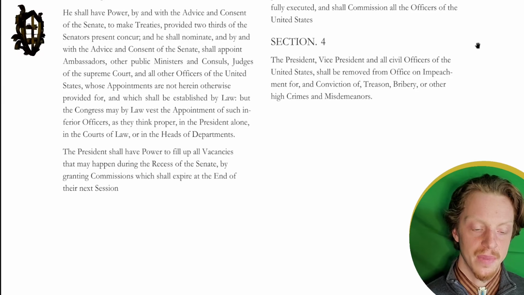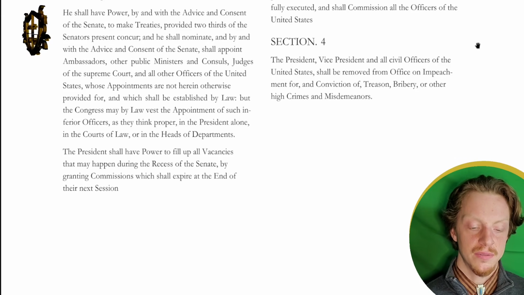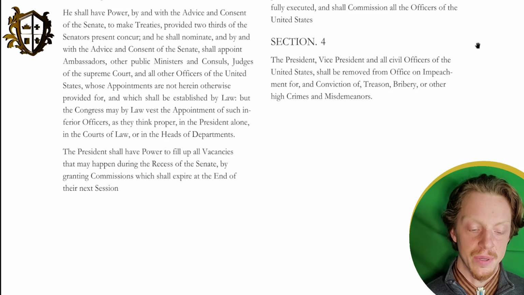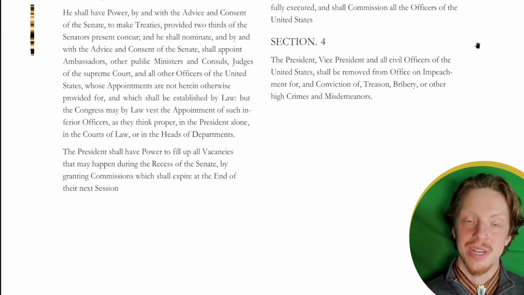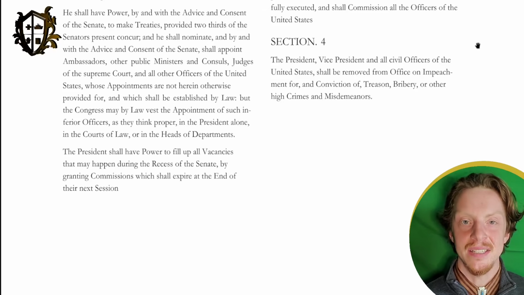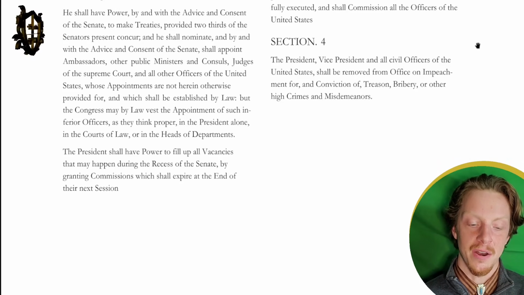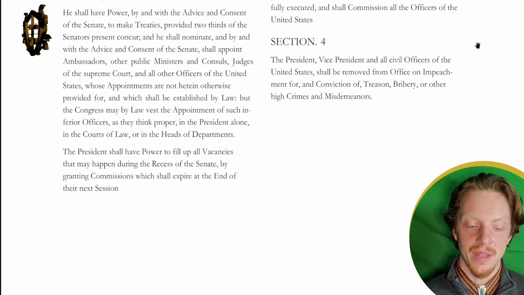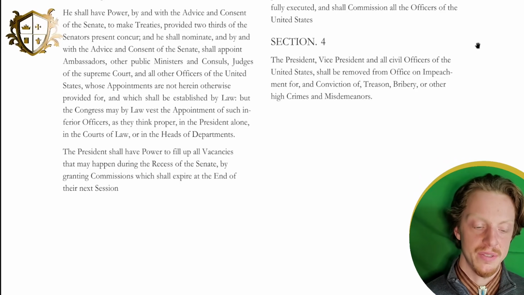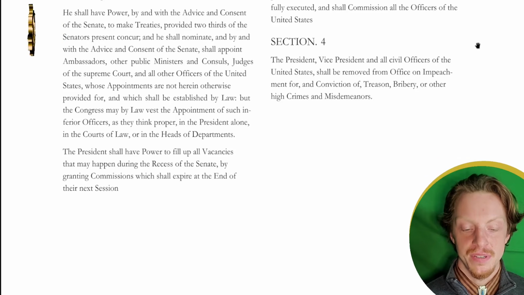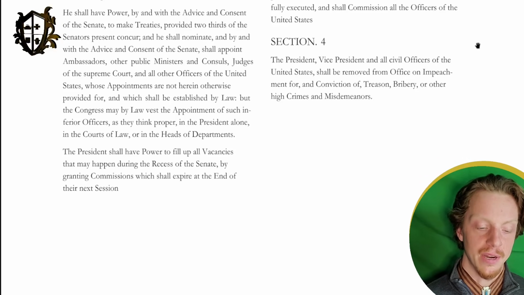Section 4. The President, Vice President, and all civil officers of the United States shall be removed from office on impeachment for and conviction of. So just impeaching them is like an indictment. It's not a conviction of the crime. It's an observation of probable cause that something criminal has taken place. So they have to be impeached and convicted of treason, bribery, or other high crimes and misdemeanors.